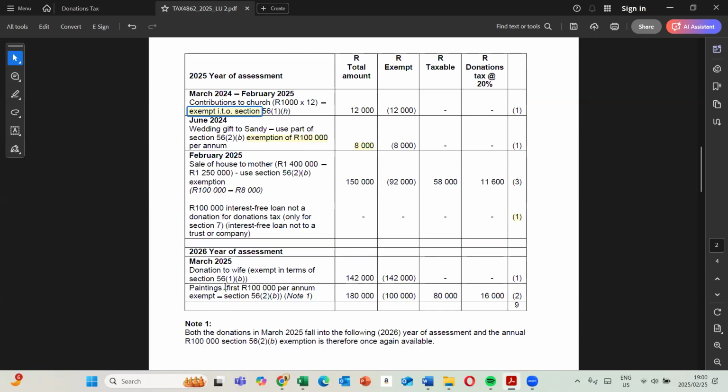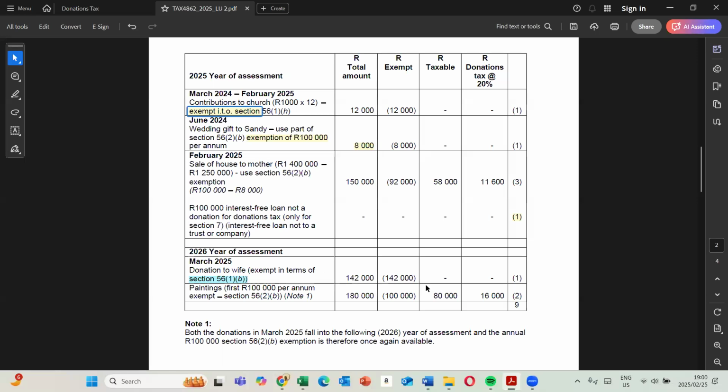Let's look at it. So, donation to wife exempt in terms of Section 56. Now, what's happening here? If the question is silent about quoting the legislation, don't stress yourself. No need to quote it. Just write donation to wife exempt, then you move on.